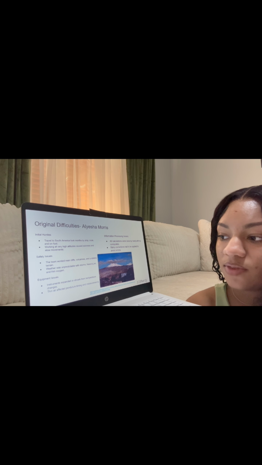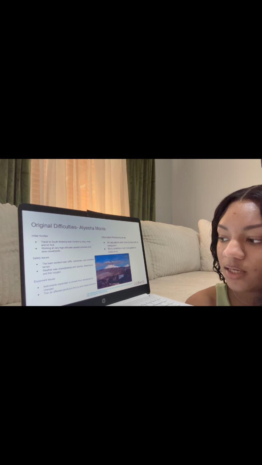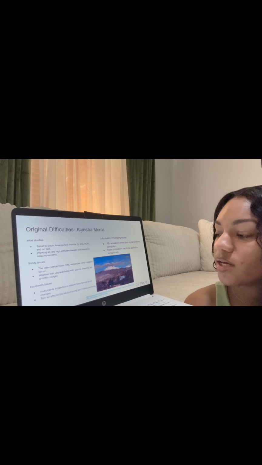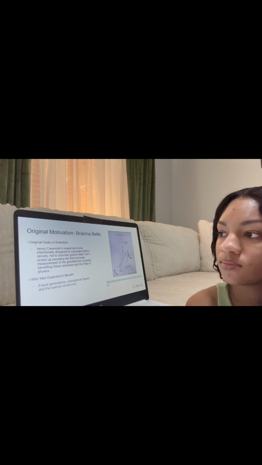For the equipment issues, I have that the instruments expanded or they even shrank from temperature changes. The thin air affected pendulum timing and measurements. For information processing issues, I have all calculations were done by hand with no computers, so many corrections had to be applied to avoid errors.